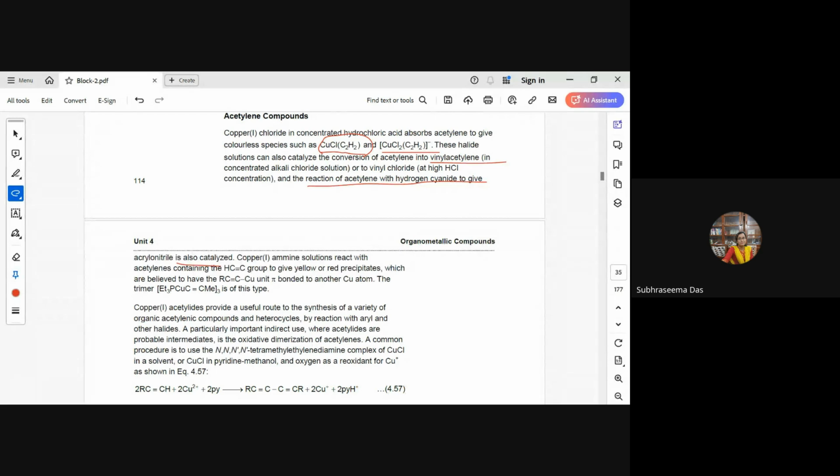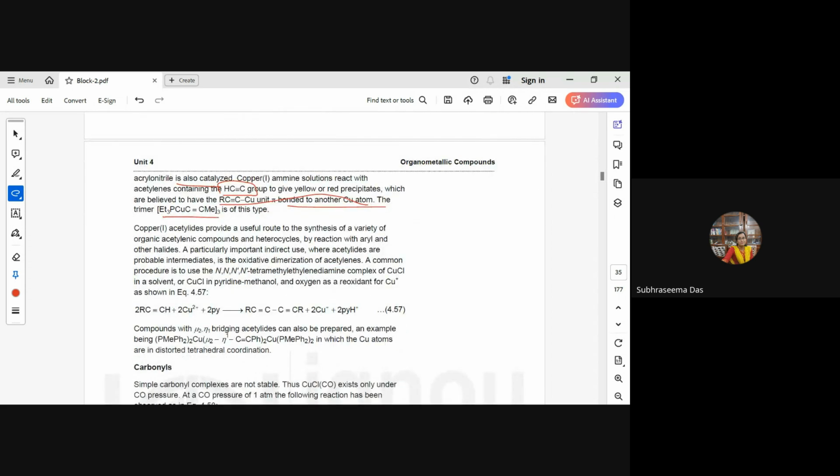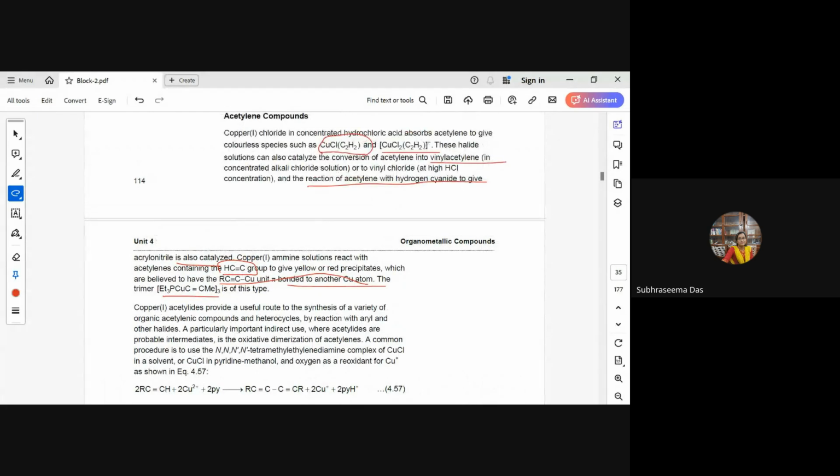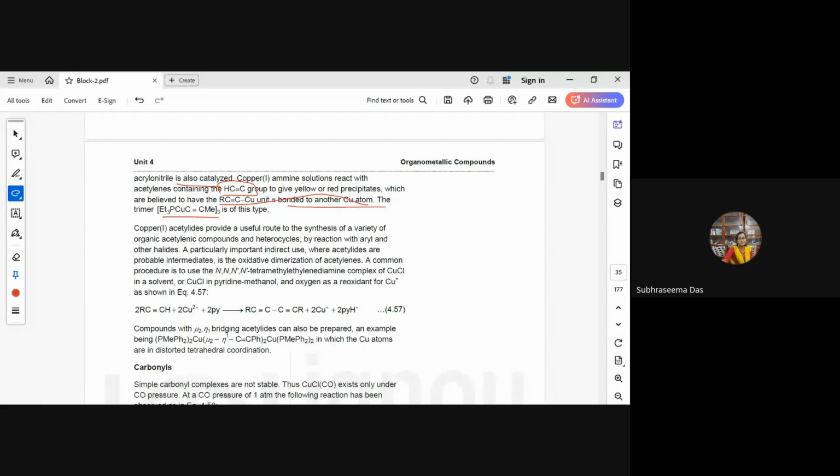Copper(I) amine solutions react with acetylenes containing the C triple bond C group to give yellow or red precipitates, which are believed to have this unit bonded to other copper atoms. So the trimer is formed when copper(I) chloride reacts with different acetylene compounds. The copper acetylides formed by the reaction of copper with acetylene compounds provide a useful route for the synthesis of other acetylenic compounds and heterocyclic compounds.